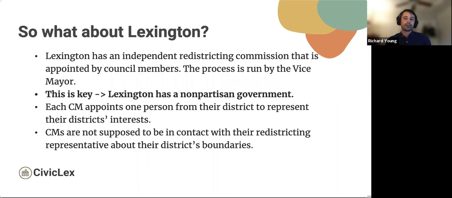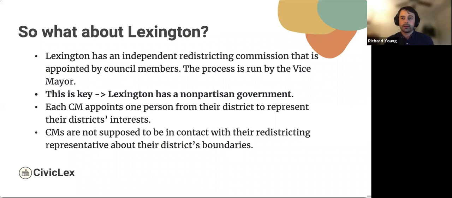So Lexington's rules are a little bit different than a lot of other communities. Lexington does have an independent redistricting commission that is actually appointed by council members. In some cities, council members themselves actually redraw the boundaries. But here in Lexington, each council member appoints someone to join the redistricting commission to represent their district. This whole process is run by the vice mayor, who is one of the three council at-large positions on city council that represent the entire city. The vice mayor is the chief vote getter, if that makes sense. They got the most votes, and so they become vice mayor.